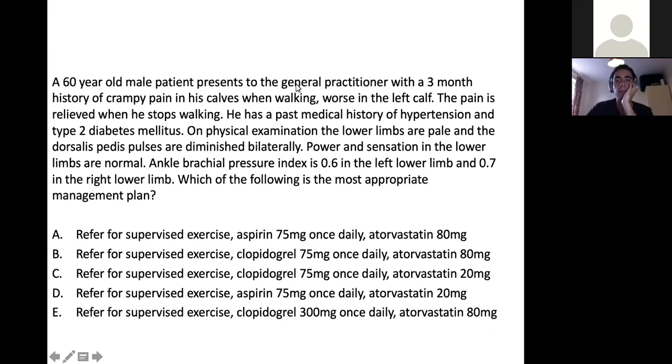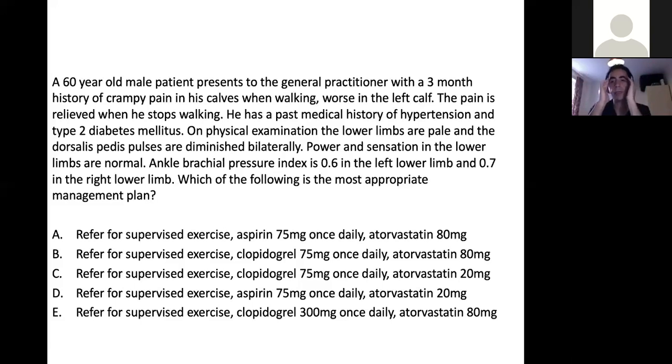So, a 6-year-old male, 3 months history of cramp in the calf. So essentially we're thinking this is a chronic picture. Pain is relieved when they stop walking, so thinking of a claudication picture. They've got comorbidities like hypertension and diabetes, and they've got diminished pulses. So they've got a compromise of the vascular supply to the limbs, and we're told that the ankle brachial pressure index is low as well. So we've got a picture of chronic limb ischemia.